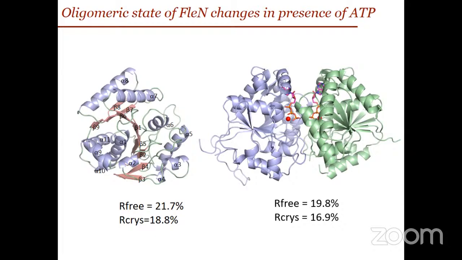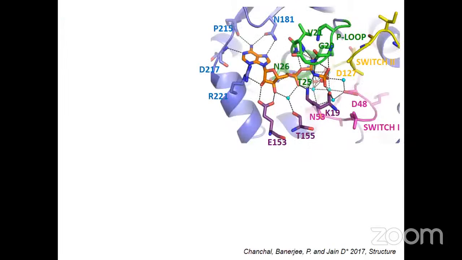Not only that, when ATP cannot bind, FleN loses its ability to interact with FleQ. It cannot inhibit the ATPase activity of FleQ any longer. So dimer is the functional form of FleN. I'm not showing the details of those experiments, but what we concluded. So this is the FleN ATP interacting with FleN. We identified some important residues for ATP binding.